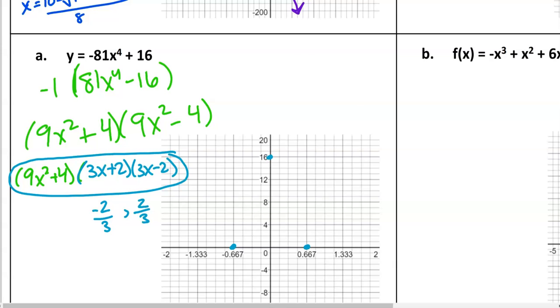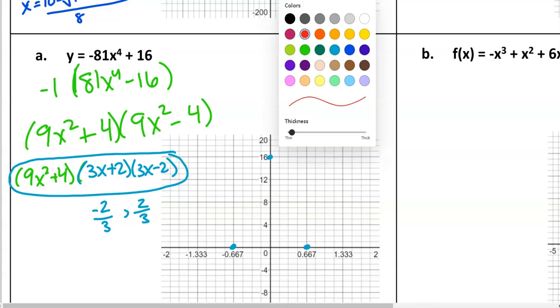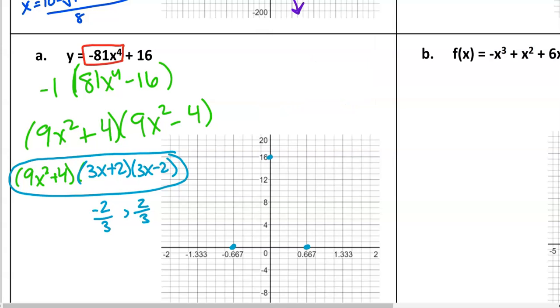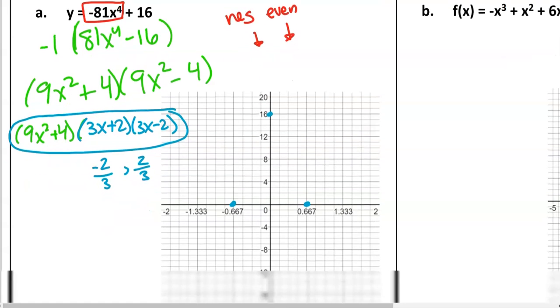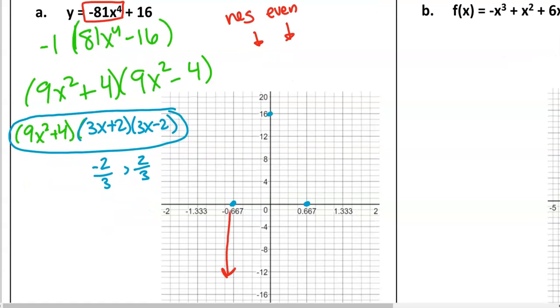Leading coefficient? It's a negative, and it's even. So we're going to go down and down. Cross through. Don't stop. There we go. Like that.